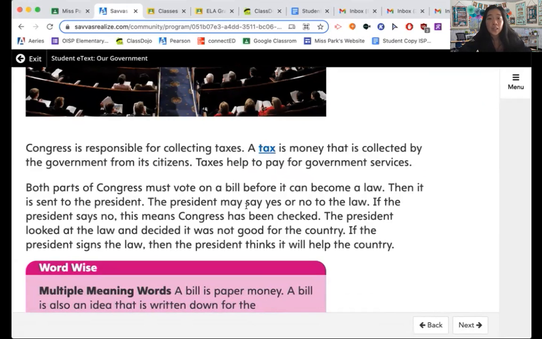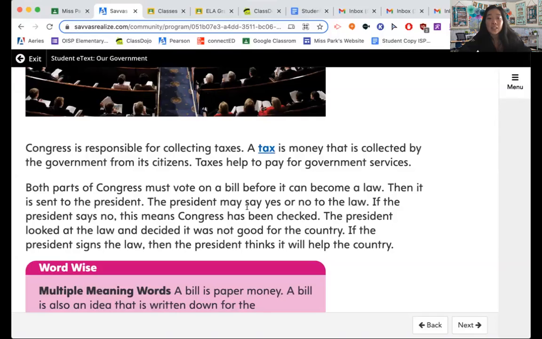Congress is responsible for collecting taxes. A tax is money that is collected by the government from its citizens, and they help to pay for government services. Taxes help pay for our school. If you guys are using a school Chromebook, if you have these books at home, if you have a hotspot, if you go to school and sit in chairs, or use the restroom at the school, those are all paid by our tax money. If you've ever been on a road, how it's made, like freeways and all of those things, those are all paid with tax money, okay?